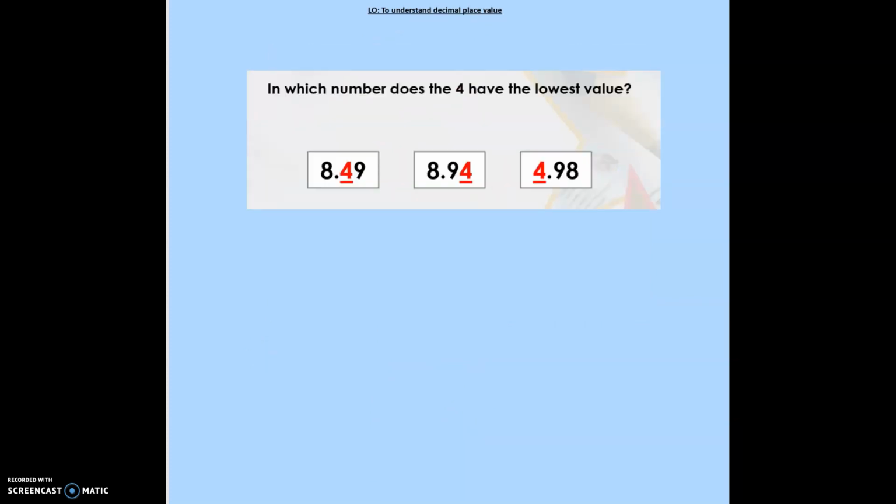Okay, you can do this one yourself. In which number does the 4 have the lowest value? Which one is it worth the least? Now remember, whole numbers are worth more than tenths and hundredths. And remember that I'd rather have a tenth of the cake than a hundredth of the cake. So which one has the lowest value? The 4 in 8.49, the 4 in 8.94, or the 4 in 4.98. Pause the video, have a go, and come back.